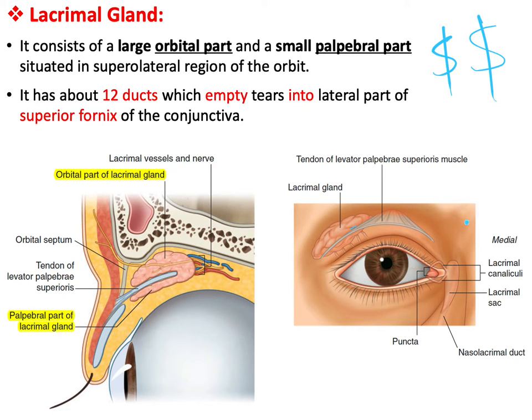orbit. So this is medially, right? This is your nose here. So this is your eye. So in the superior lateral region, the superior lateral corner of the orbit.